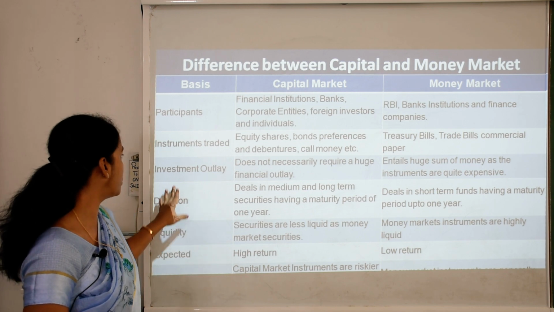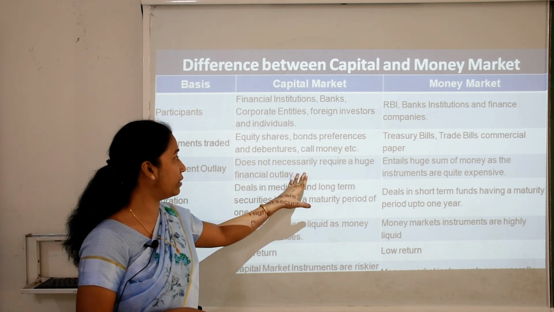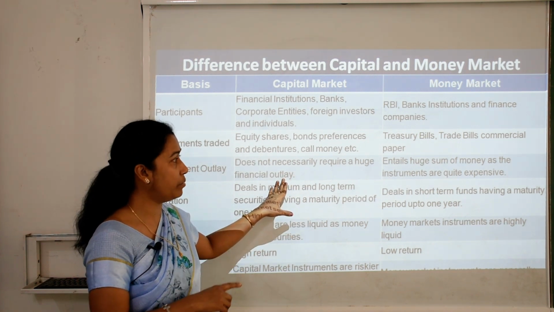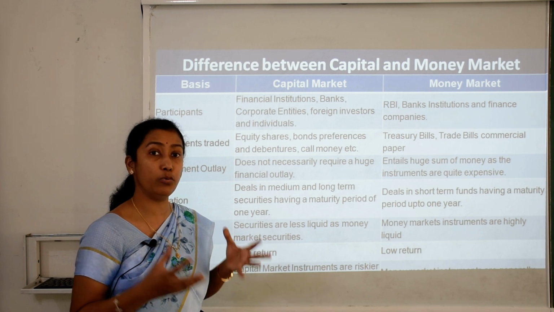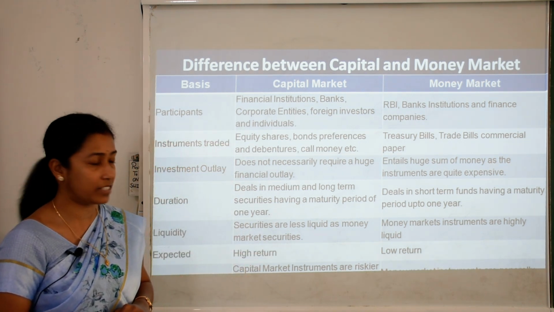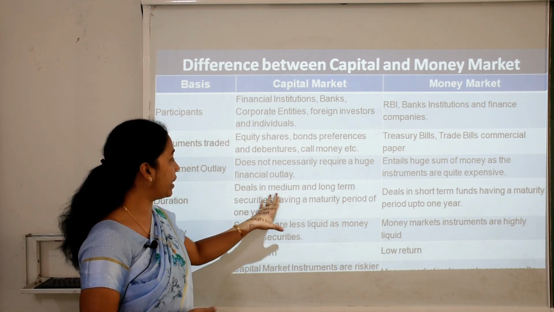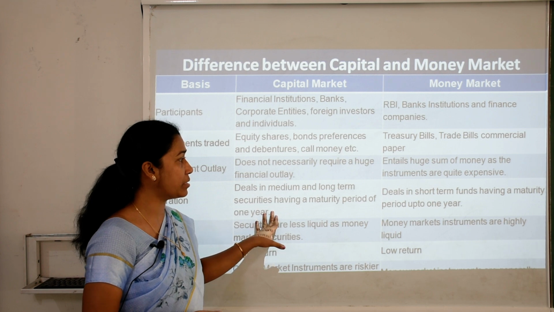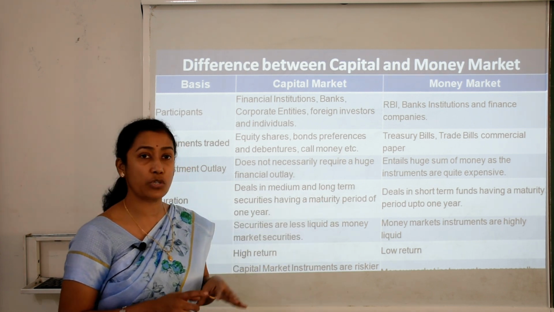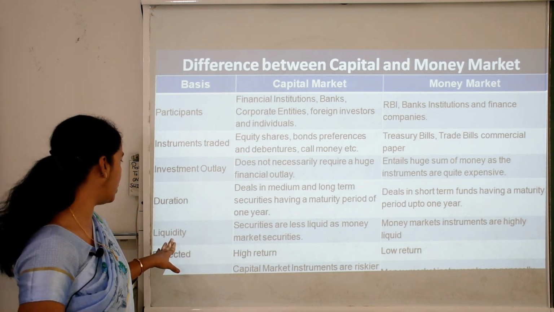Investment outlay, if we see, capital market does not require a huge financial outlay, whereas money market requires a huge sum of money for the instruments because it is quite expensive. Duration, the primary capital market deals in medium and long term securities, having a maturity period of more than 1 year, whereas money market deals in short term funds having a maturity period up to 1 year or less than 1 year.